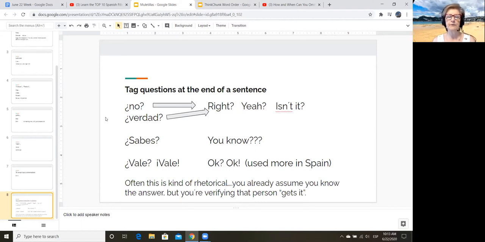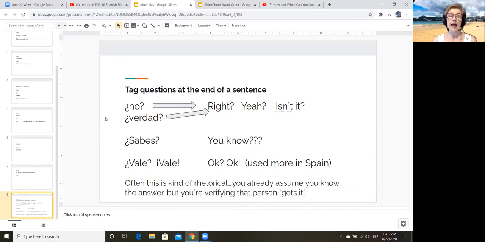Like that. The next little word you see down there is sabes. Sabes literally means you know. And that's literally, well, you know? Yeah, sabes. Sometimes you even hear sabes qué, you know what?